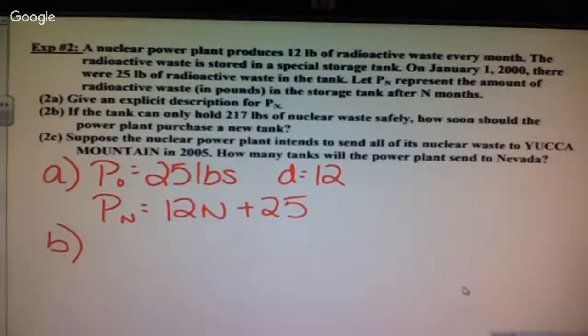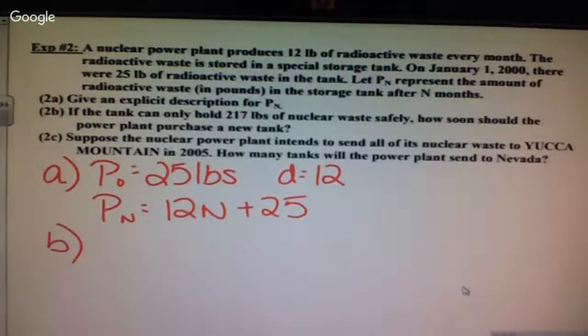Part B says, your tank can only hold 217 pounds safely. Which means if we put any more than that in, it's going to spill. You're going to end up with some kind of cancer or something because, you know, nuclear waste is all kinds of crazy. How soon should the power plant purchase a new tank?